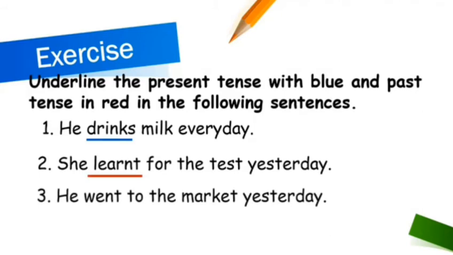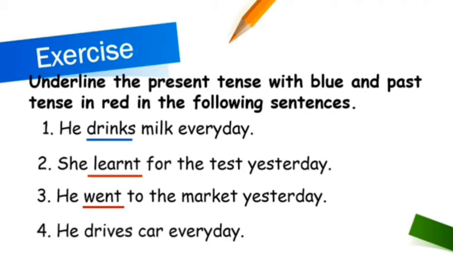Now he went to the market yesterday. So which word is the verb over here, children? Excellent. Went is the verb. So is went in the present tense or past tense? Yes, it is in the past tense because he went to the market yesterday. Yesterday has already gone. It is in the past.